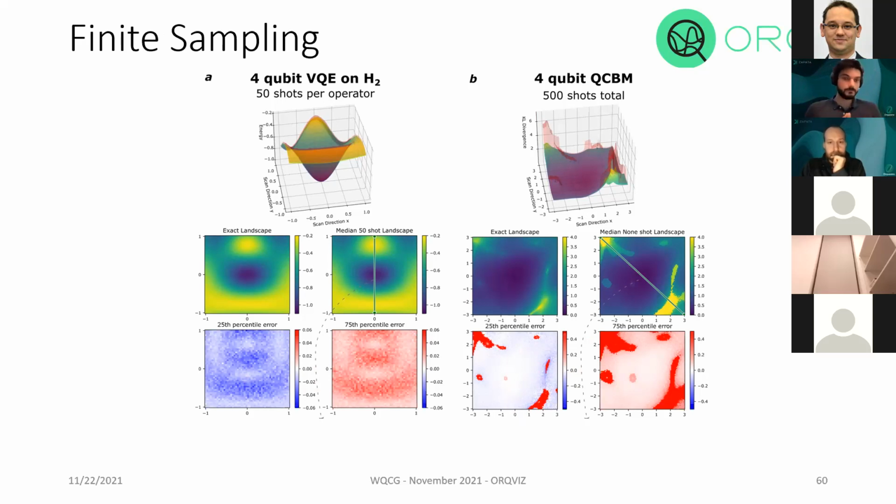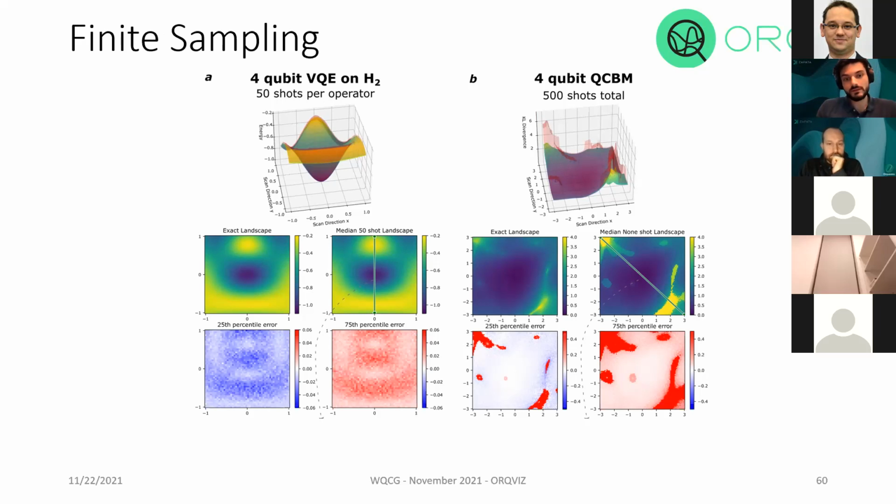So this is like studying a phenomenon, finite sampling, what happens with a loss landscape with finite samples, studying a phenomenon through the lens of visualization. And here ORQVIZ was super helpful. Everything in this paper is generated with ORQVIZ, but of course we do a lot of manual work figuring out what to scan.